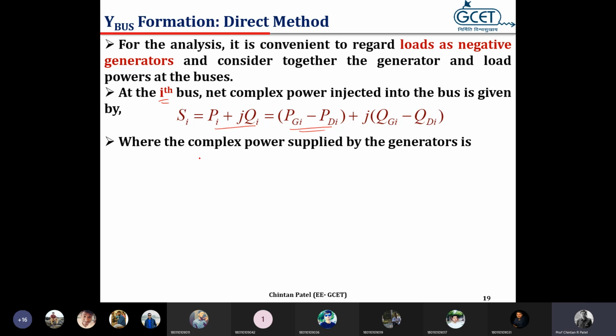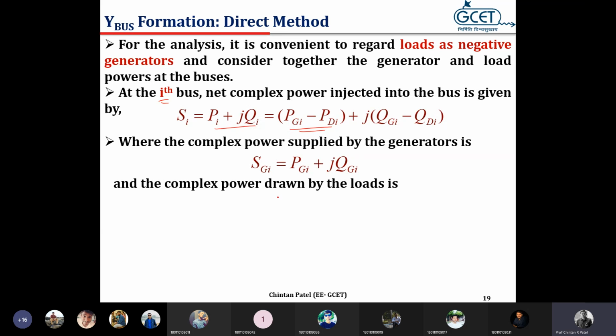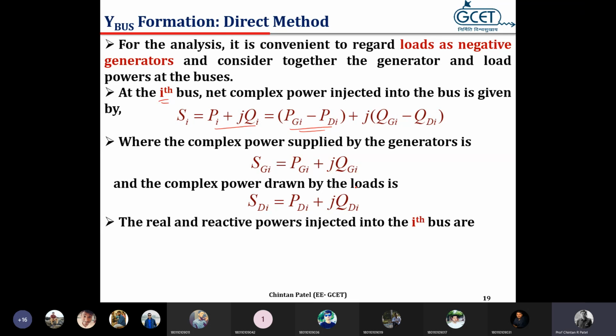Here, the complex power supplied by the generators is SGi, that is PGi plus j QGi, and the complex power drawn by the loads is SDi, that is PDi plus j QDi. So these are the real and reactive powers injected into the ith bus. Now we can separate out real and reactive power: Pi is PGi minus PDi and Qi is QGi minus QDi.